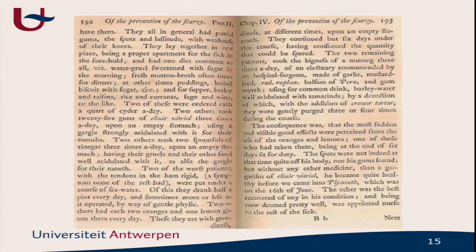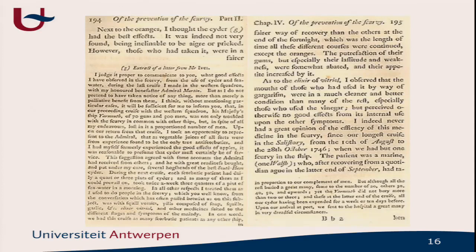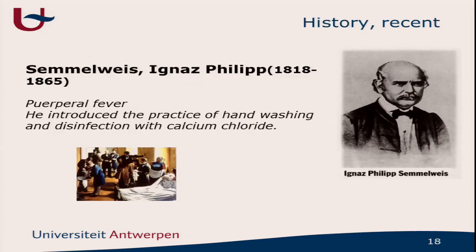So the other was the best recovered of any in his condition, and being now deemed pretty well, not completely cured, but pretty well, was appointed nurse to the rest of the sick. So this is also occupational medicine. So you have to prescribe a different type of work for the ones that are not able to do their proper job. And then maybe also important, next to the oranges, I thought the cider had the best effect. And it's only later that they were aware of the fact that it is vitamin C, which is a very important component in fruit and vegetables. So this is the story of James Lind. A very successful story.